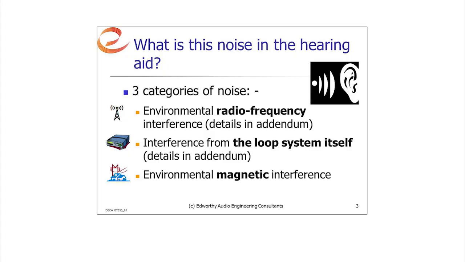What sort of noises do we hear in a hearing aid? Well, I think there are three categories of noise. There's environmental radio frequency interference, and there are more details about this in the addendum to this presentation that you can obtain in the online copy. There's also interference from the loop system itself, and once again, there are details in the addendum. But the main part of our talk today is going to be about environmental magnetic interference, buzzing, static, that sort of thing.